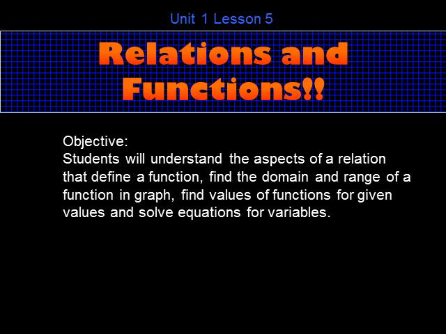This is Unit 1, Lesson 5, Functions and Relations. The objective: students will understand the aspects of a relation that define the function and find the domain and range of a function in the graph. Find values of functions for given values and solve equations for variables. There's a lot of stuff to cover in this lesson. I'm going to move kind of fast.